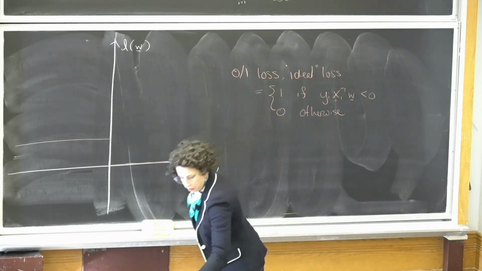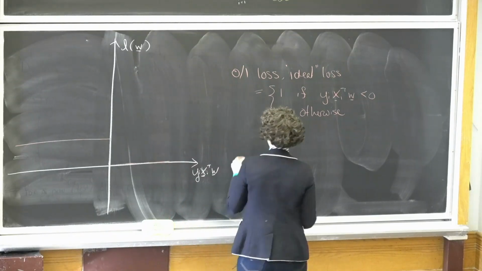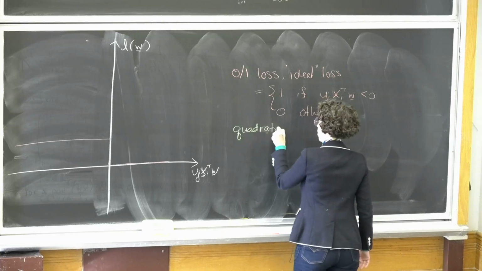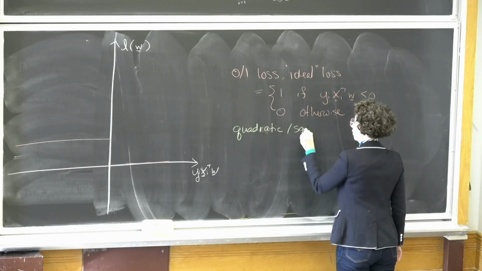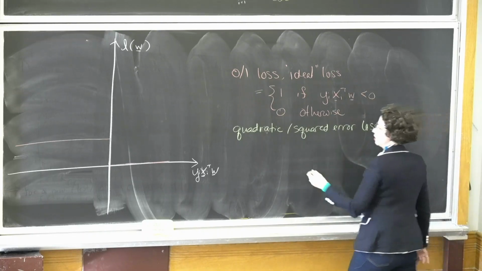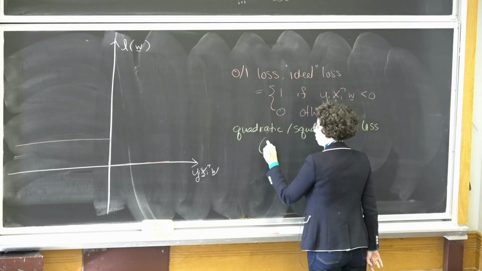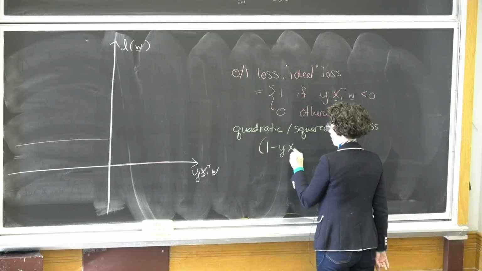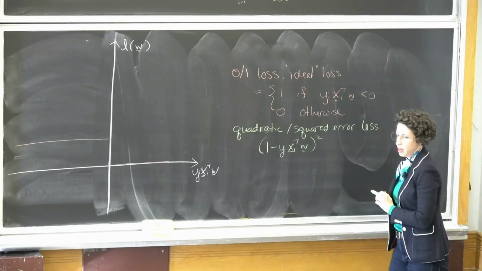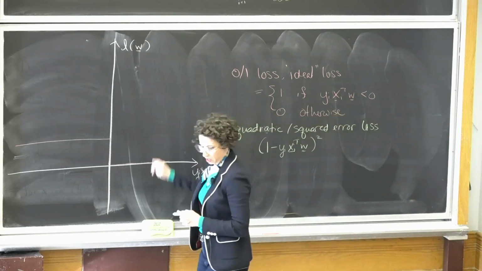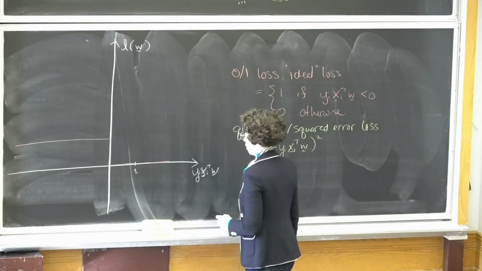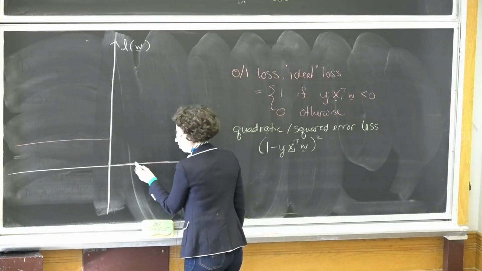So the other thing that we've considered here is quadratic, or squared error loss. And if you recall, we were looking at 1 minus yi xi transpose w, squared. And so we can now plot this on this plot here. So let's have this point here be 1. And so our quadratic loss is going to look like this.